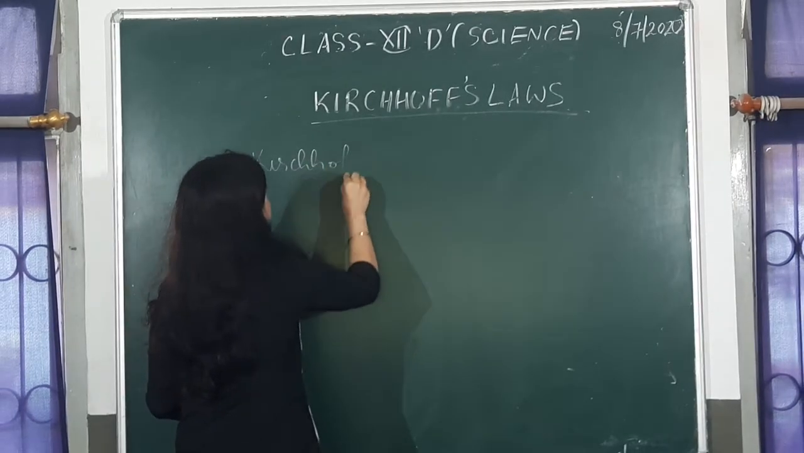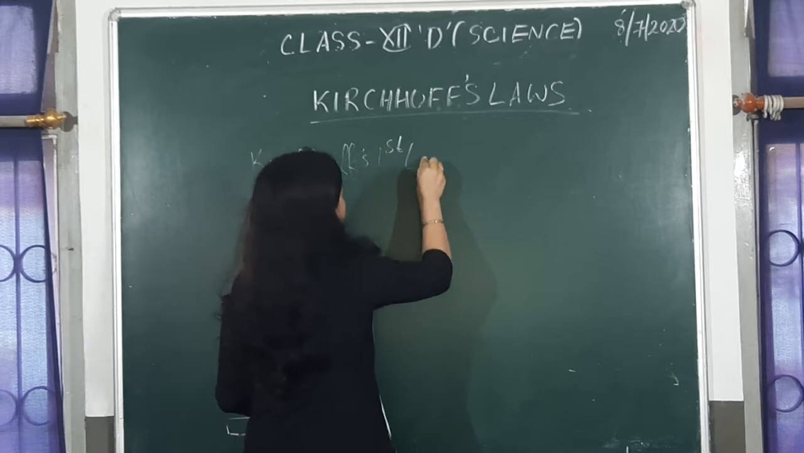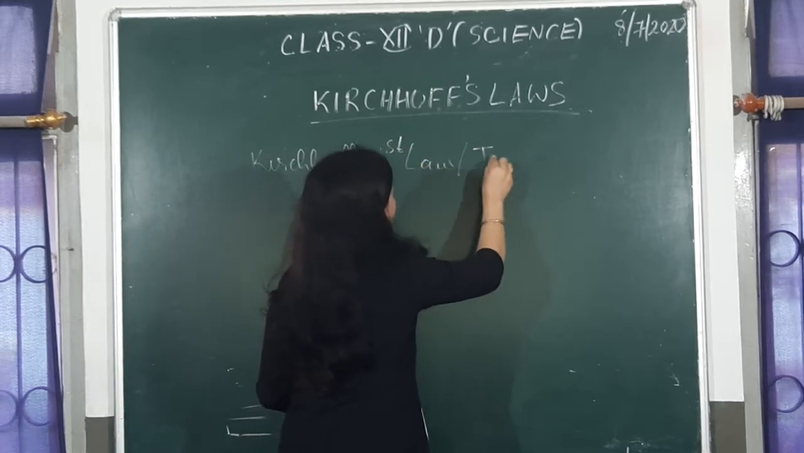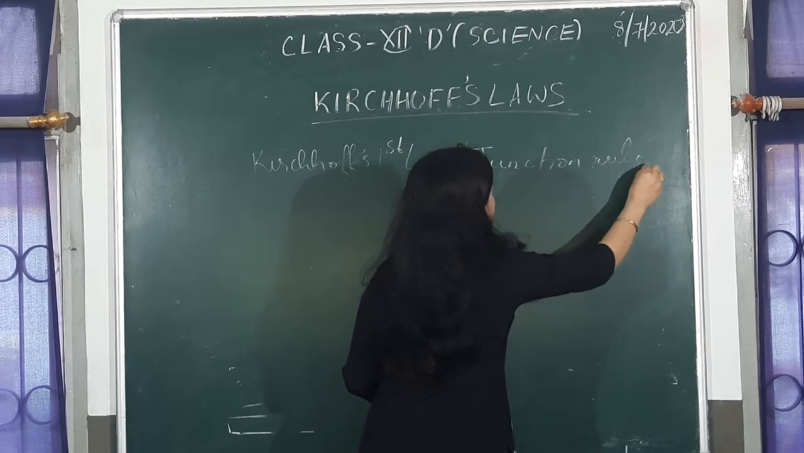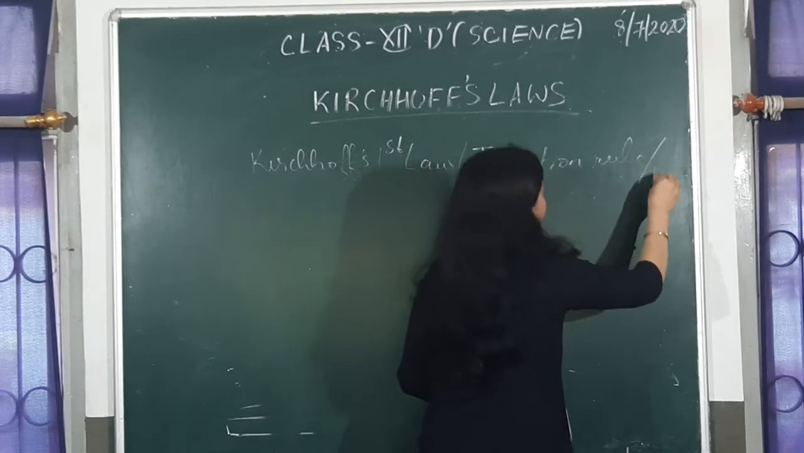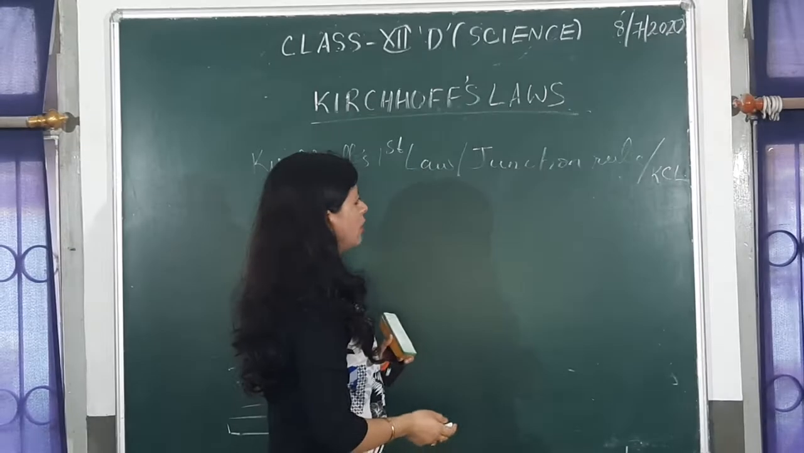Kirchhoff's first law, or it is also called junction rule, and it is also called KCL, the full form for which will be Kirchhoff's current law.